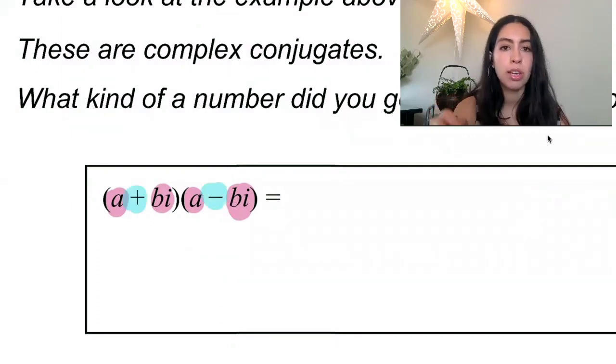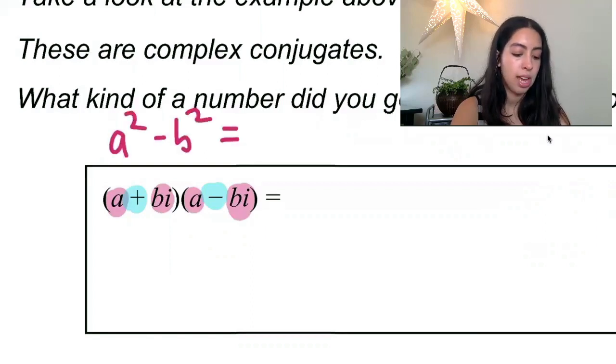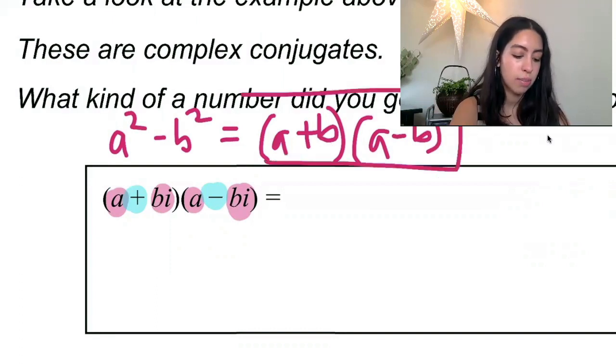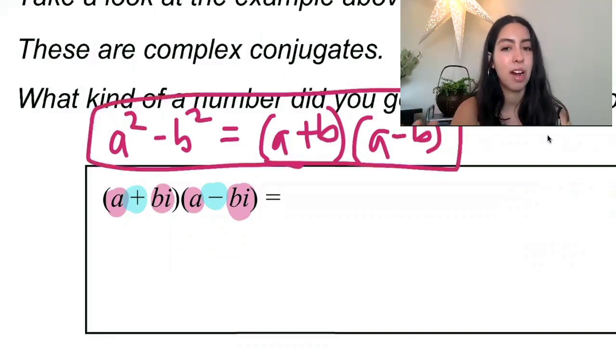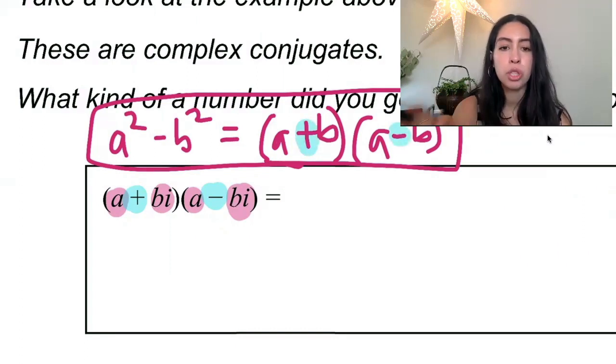It almost makes you think of the difference of two squares. Remember the difference of two squares, if you have a squared minus b squared, then that gives you a plus b times a minus b. Those are called conjugates of each other. These, in this example here, they're not complex because they're not complex numbers, but they are conjugates. And they're conjugates because of that difference in the sign. So complex conjugates, when we multiply them, give us a real number.